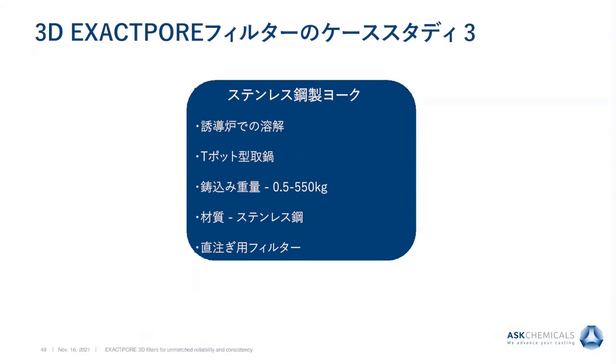The last case study is a stainless steel yoke. The customer is using induction melting with a teapot pouring ladle. Casting weights range from 1 to 1,200 pounds. The customer pours a variety of steel alloys, focusing on stainless steels. And though they use a lot of traditional gating systems, direct pour is their preferred method of pouring.